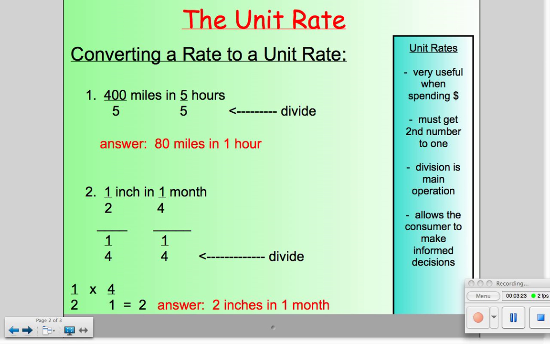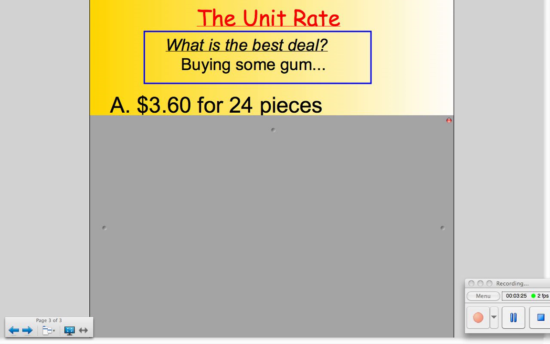To prove that point, let's take a look at this example. We're going to be buying some gum, and what we want to do is we want to get the best deal. Obviously, you work hard for your money. You want to get the best or most out of your money. So there's going to be 3 examples here, and the way to figure out what the best deal is to find the unit rate. So we can do that.